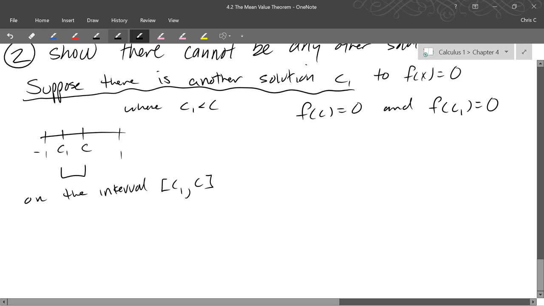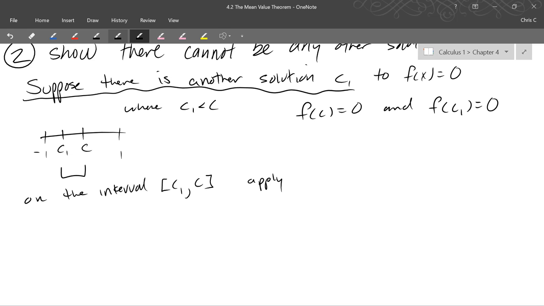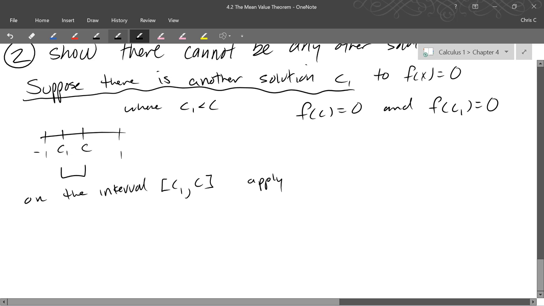So we're going to go to that small interval, C1 to C. You can absolutely apply the intermediate value theorem from negative 1 to 1, and we'll do that at the end, but that's not going to contradict. That's not going to provide contradictory information.